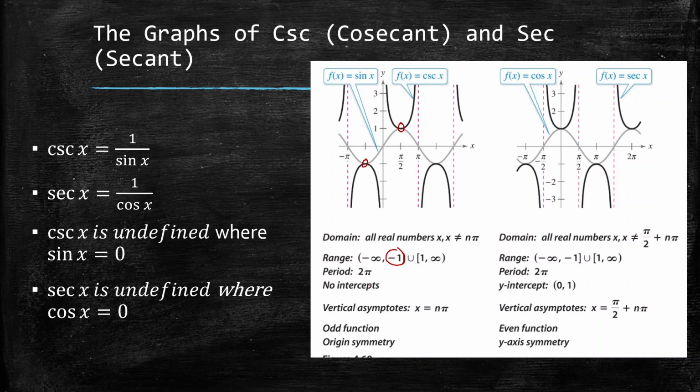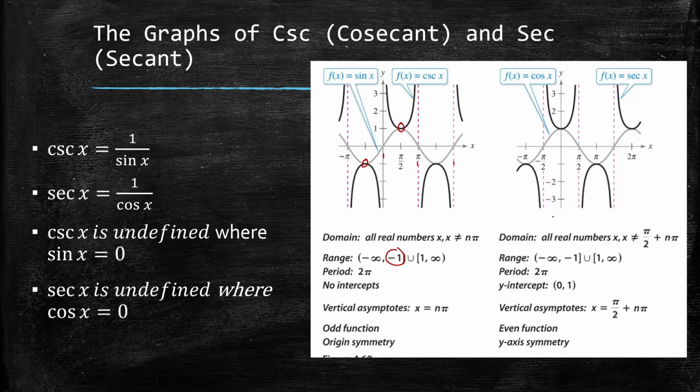We never cross the y-axis. There's no y-intercepts, of course. And my vertical asymptotes are in a period of pi. Okay, so each of these vertical asymptotes hit at pi intervals. So we have 2 asymptotes per period. It's an odd function, symmetrical about the origin.